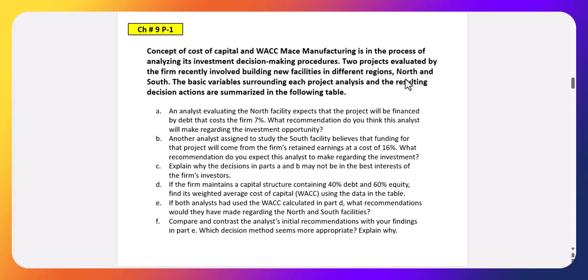If we move back to the stipulations of the problem, we have A through F. A: an analyst evaluating the North facility expects the project to be financed by debt that costs the firm 7%. What recommendation do you think the analyst will make regarding the investment opportunity? In B, another analyst assigned to study the South facility believes that funding for that project will come from the firm's retained earnings at a cost of 16%. What recommendation do you expect this analyst to make regarding the investment? And then C, explain why the decisions of Part A and B may not be in the best interest of the firm's investors. We'll start out with A through C.